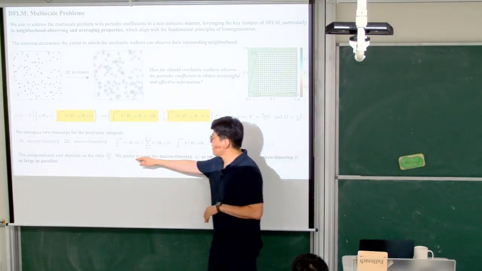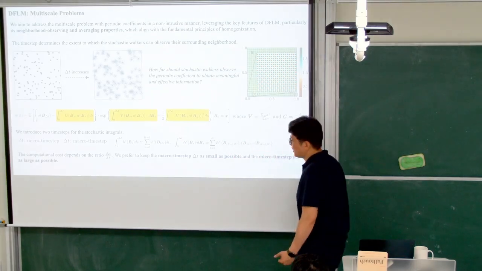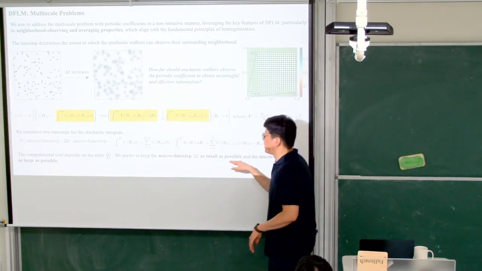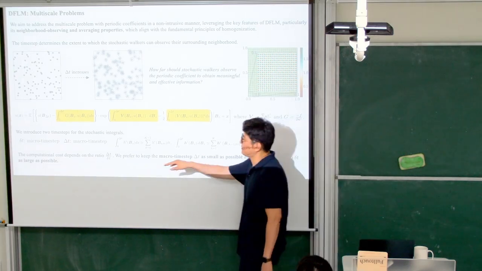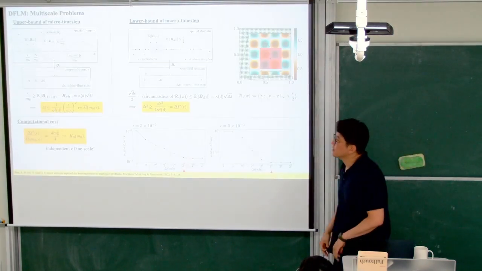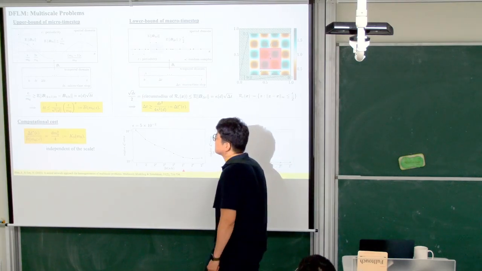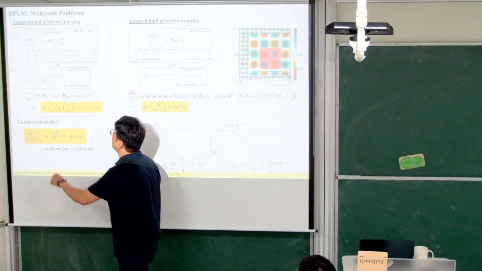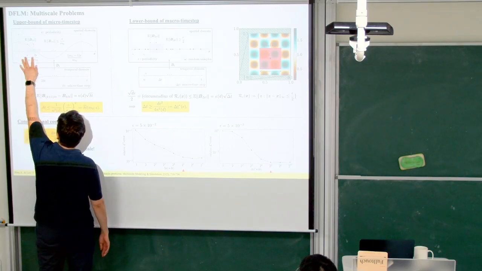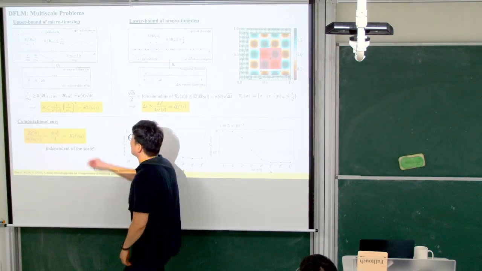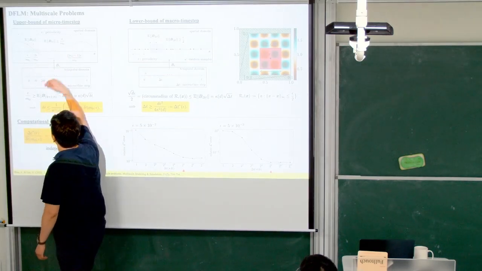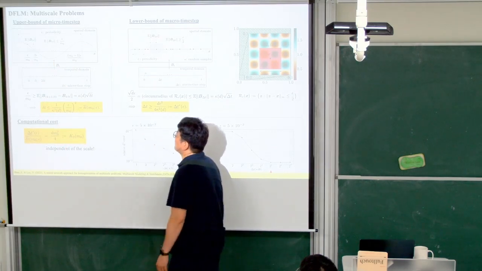Then, macro time is a computational cost. And of course, we want to make the macro time, the numerator, as small as possible, and the micro time, the denominator, as large as possible. So, first, for the upper bound of the micro time step, we have to consider the local variation of one period. So we choose the micro time to capture those small local variations. n0 is the discrete number of discretization points to capture that shape. From that, we can find an upper bound.